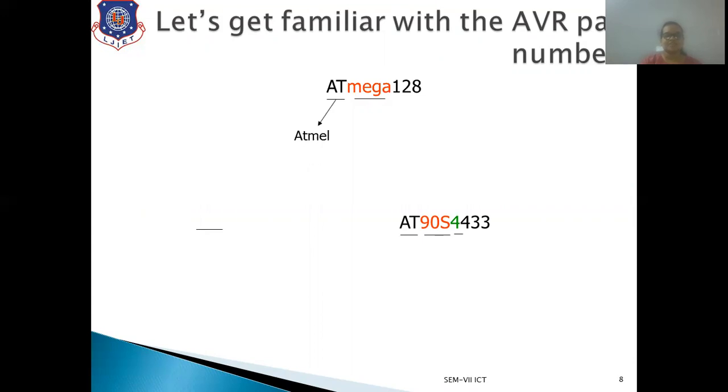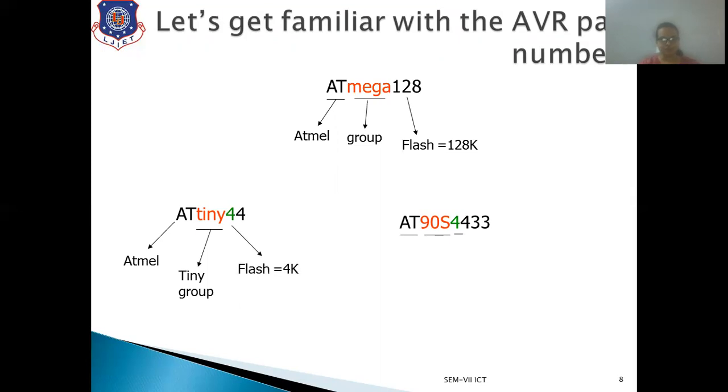If I take ATmega128, that means AT stands for Atmel, mega stands for the group or type of AVR, and 128 stands for the program memory which is used to store the program, that is flash memory, that is 128K. When we talk about ATtiny, then AT stands for again Atmel, tiny stands for tiny group, and only 1 4 stands for flash 4K. When we talk about AT90S4433, so AT stands for Atmel, 90S stands for classic group, and a single 4 stands for flash 4K.